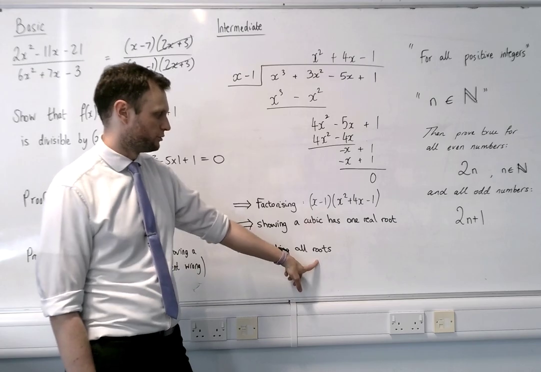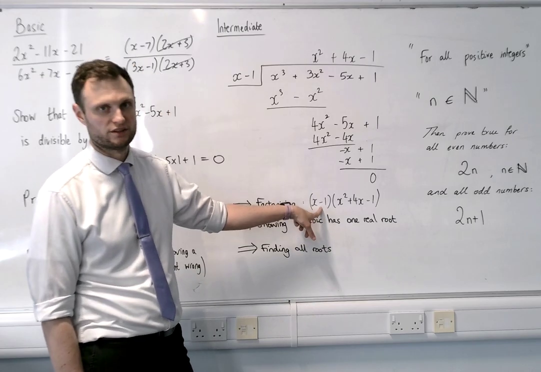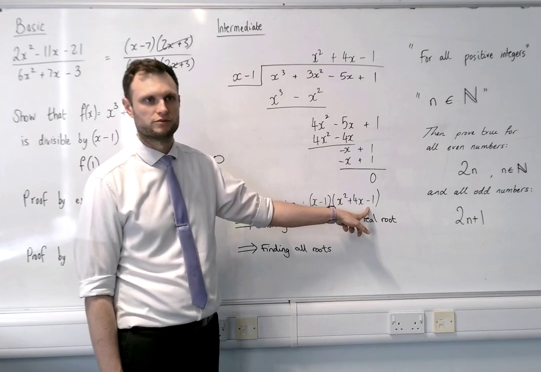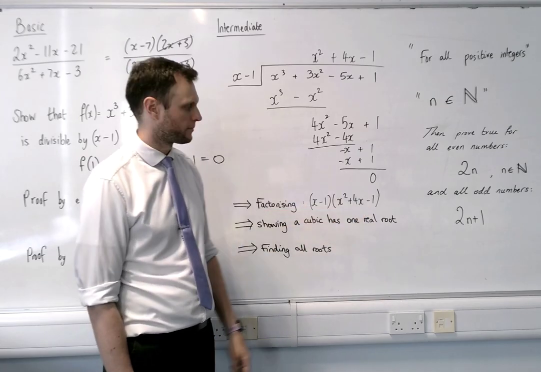If you're asked to find all the roots, you've already got one of them, which is x equals 1. The other ones are for when the quadratic is equal to 0. So just solve that using the calculator.